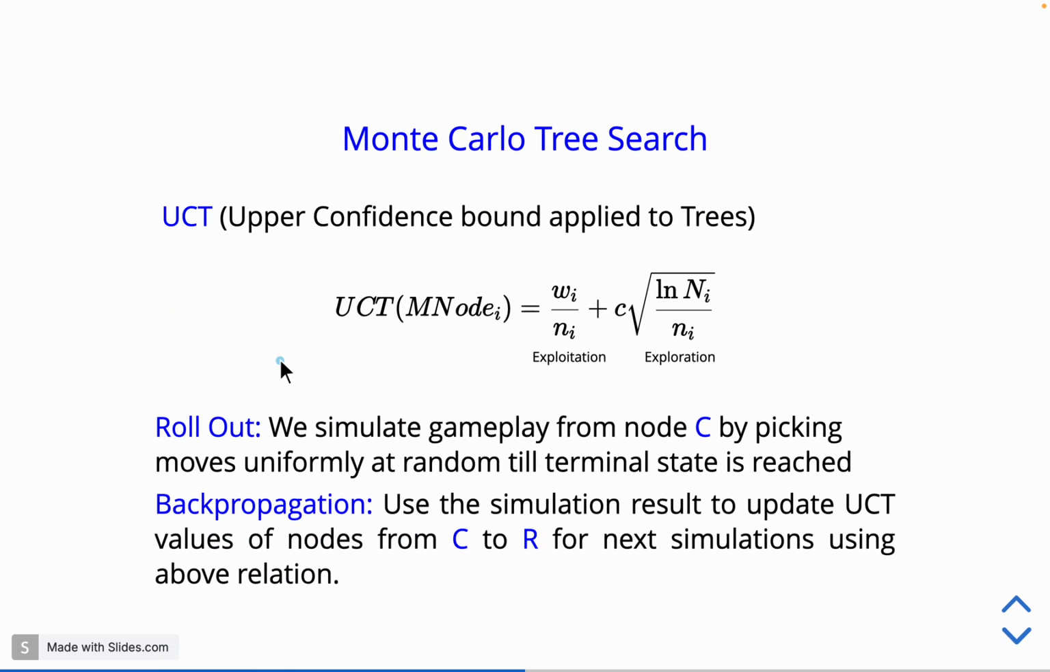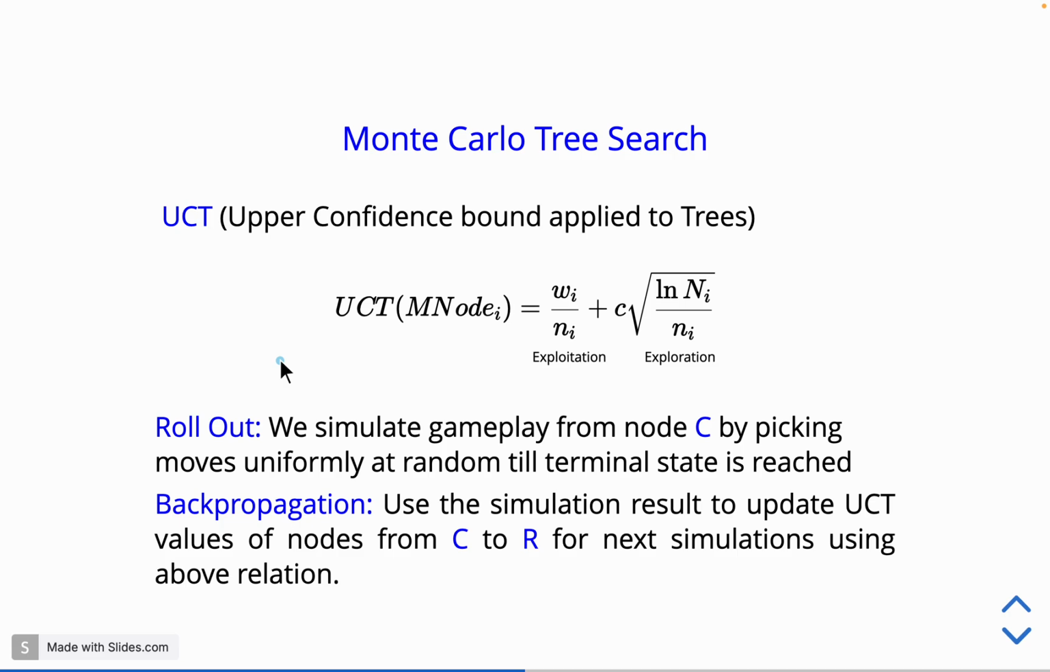So what is this UCT function? The UCT of a node I is given by the number of times it led to a winning terminal state over the total number of times it was simulated, plus this second term, which is inversely proportional to the number of times it was simulated. So the first term represents the exploitation. If the node has a higher winning rate, we tend to select it more during the future simulations.